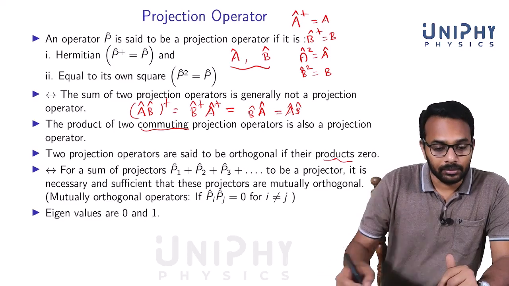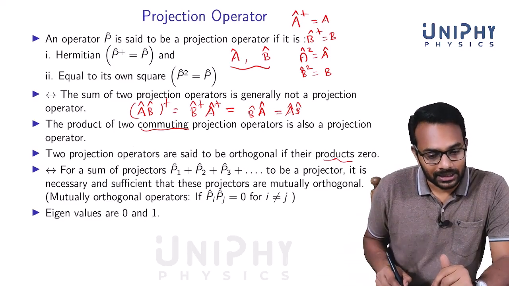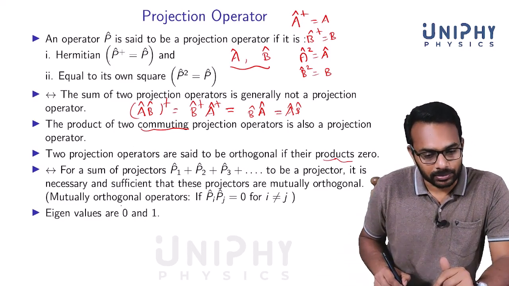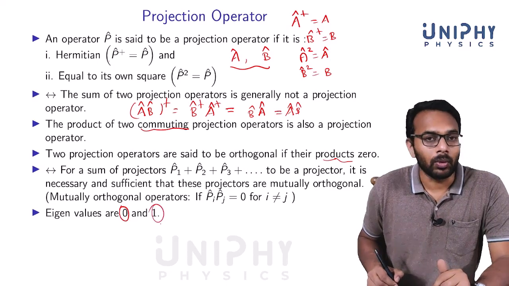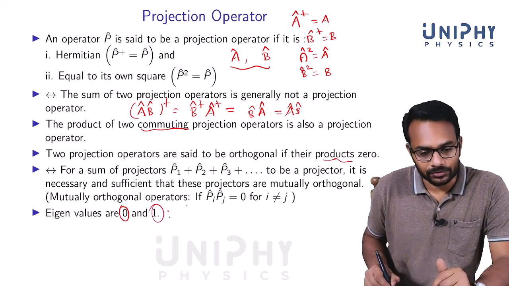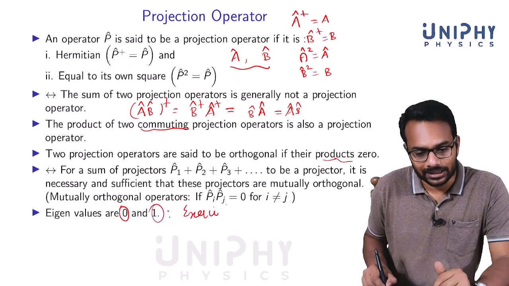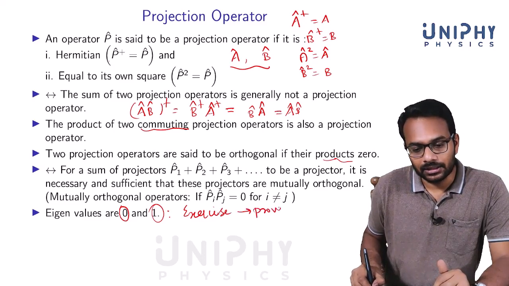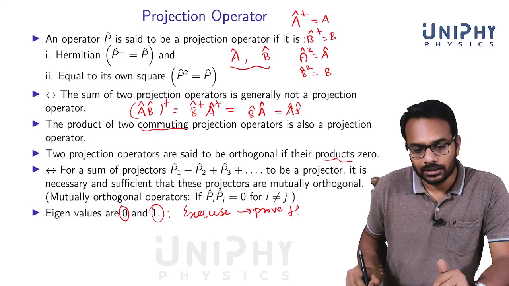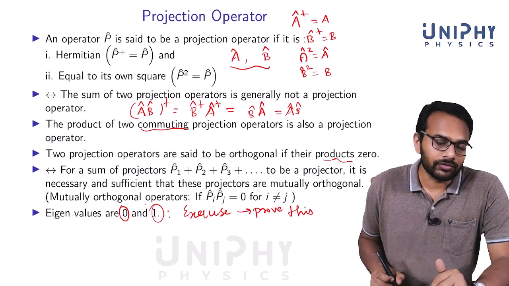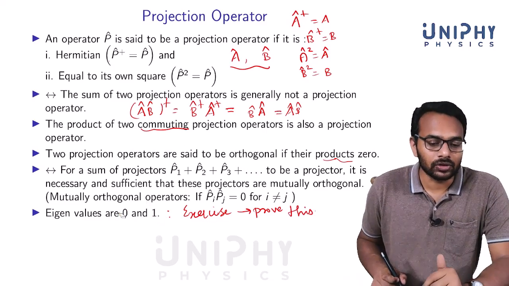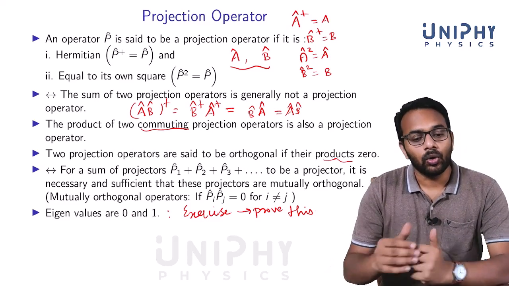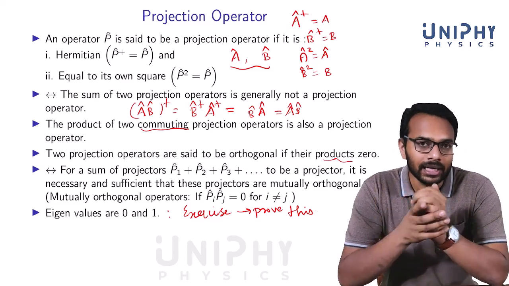An important thing I want you to remember is that the eigenvalues of the projection operators can be 0 and 1. I leave it as an exercise for you to prove this. It's quite an easy thing to prove, but you have to remember this. The eigenvalues of a projection operator are 0 or 1.